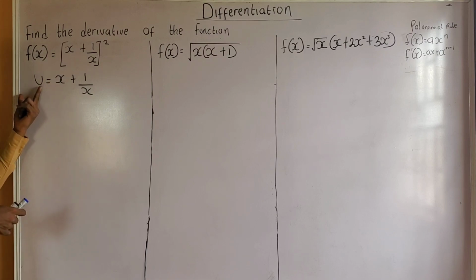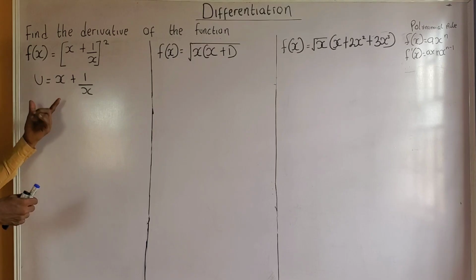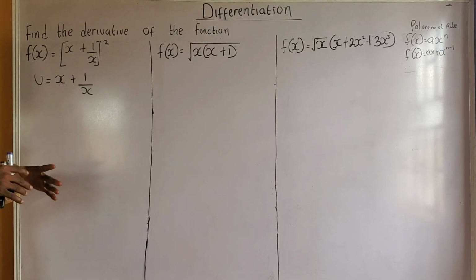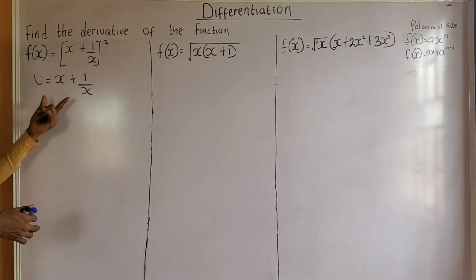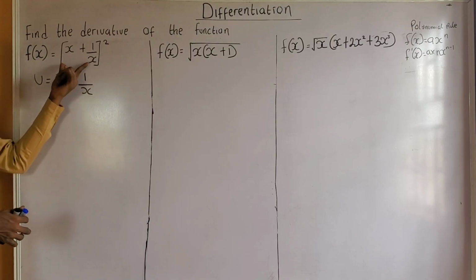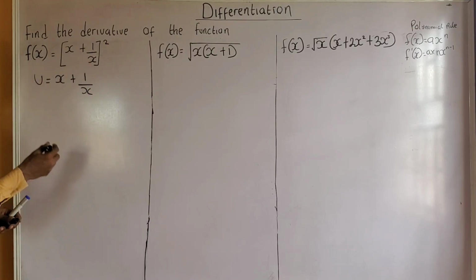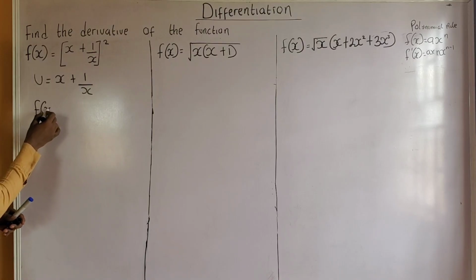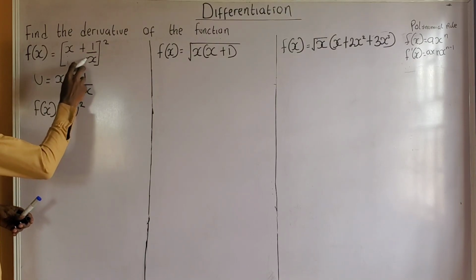You can use any letter. Are you getting what I'm trying to say? You can use any letter of your choice, but I make it u. So don't say because I'm using u, you also want to use u, or that it is compulsory that you use u as the letter. You can use any letter that you want. So let u equal the function inside the bracket. The function inside this bracket is what? x plus 1 over x. Are you getting it? That means that f of x will be equal to u raised to the power of 2, right? Because this function now is u.